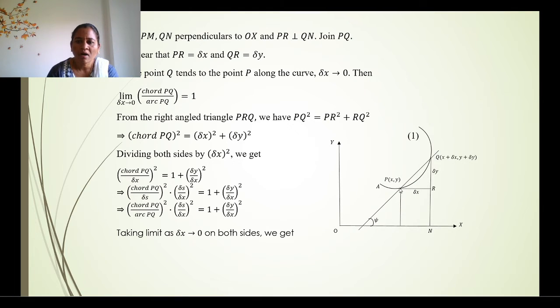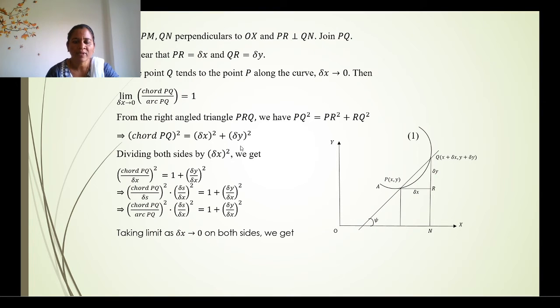This is arc PQ and this is chord PQ. After applying the limit as delta x tends to 0, its value is 1. From the right-angled triangle PRQ, we know that the hypotenuse square is the sum of the squares of the two sides. PQ square is equal to PR square plus RQ square. So chord PQ square is equal to delta x square plus delta y square.